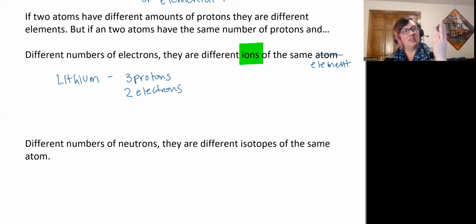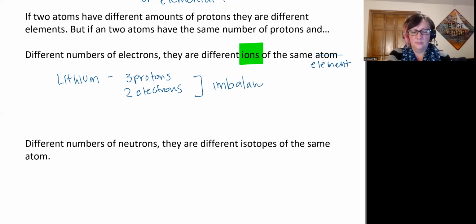So if I have 3 things with a +1 charge and 2 things with a -1 charge, there's an imbalance between the 2. So 2 of these protons and 2 electrons will cancel each other's charges out, right? They'll balance, leaving 1 extra +1 charge in the overall atom. And so this lithium is said to be an ion in this situation when there's an imbalance. We write it as lithium plus. It means that it's a +1 ion. Anything that is a positive ion, we call a cation.